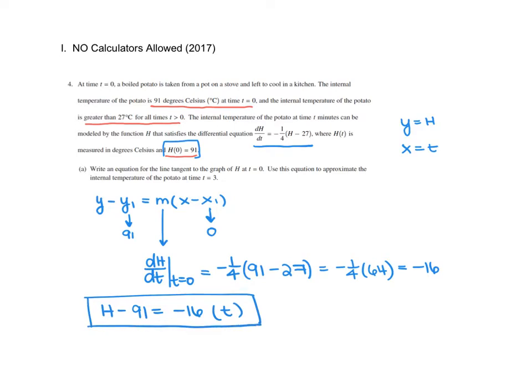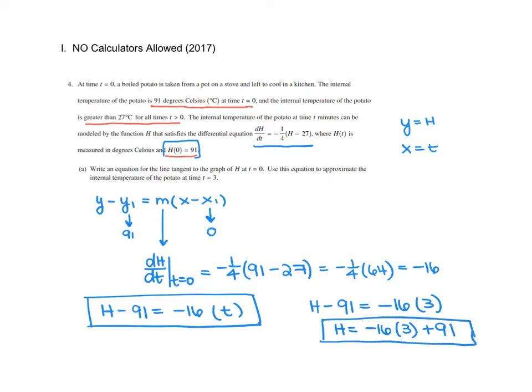And then it asks us to use this equation to approximate the internal temperature of the potato at time t equal to 3. So we're going to plug in 3 for t right here and solve for h. We're going to add 91 on both sides, so h is equal to negative 16 times 3 plus 91. And you can actually leave your answer like that. You do not have to simplify your answers.